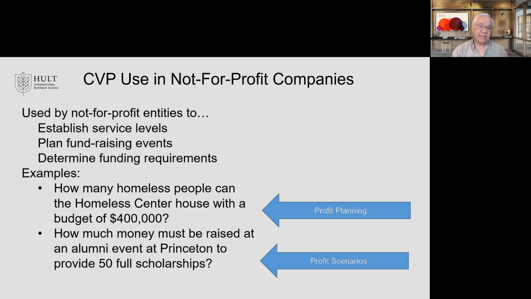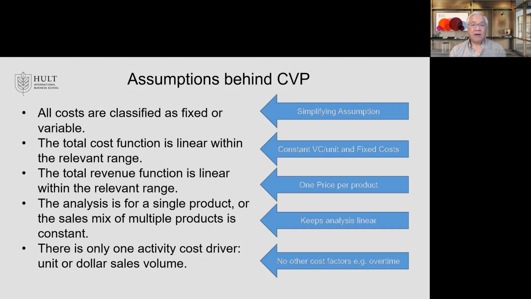Well, we have to price out what's the value of 50 full scholarships, and then work that into our profit equation to say, how many tickets must we sell given the cost per unit and the fixed cost for the event? And we can figure out how many tickets we have to sell to our alumni event. All right, there are certain assumptions behind CVP, because this was way too easy, right, for a master's level business class. Well, it turns out that this is a good shortcut to give us the overall view of the profitability of different products or entities.